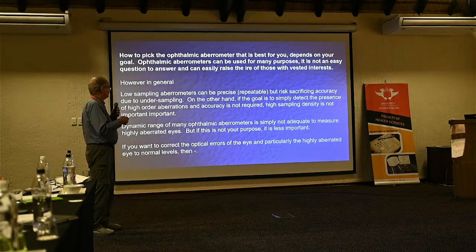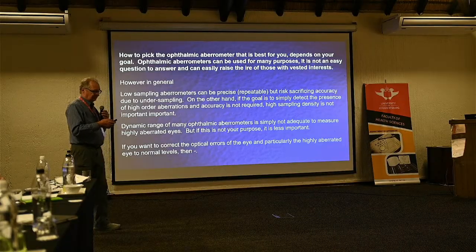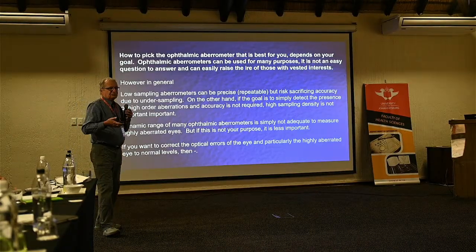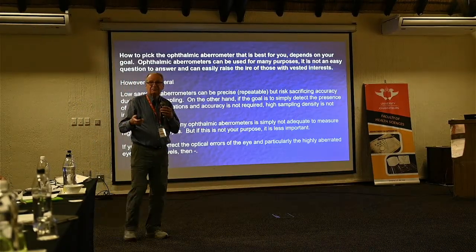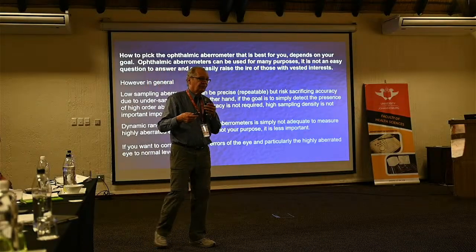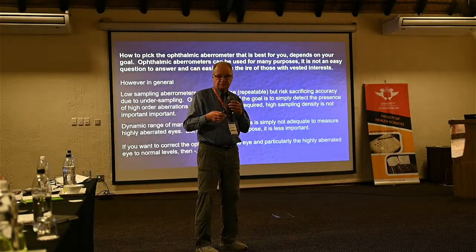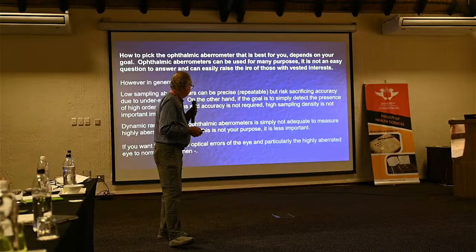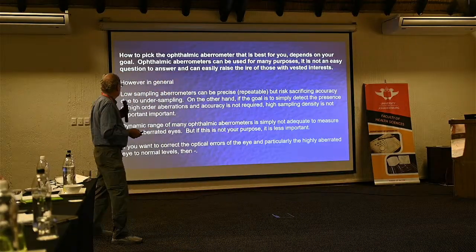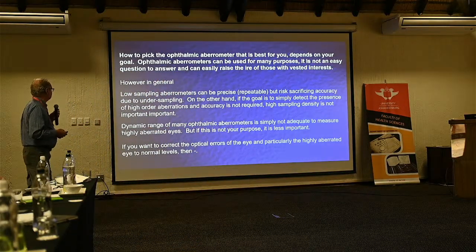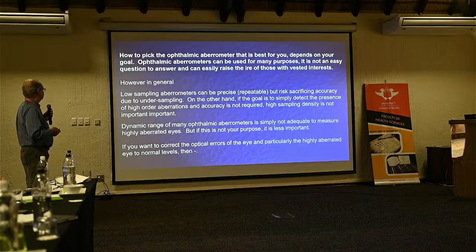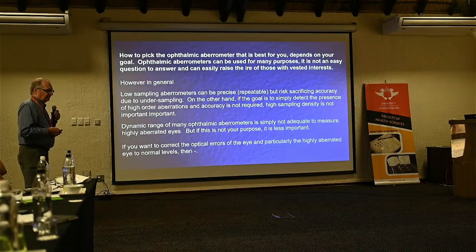If you just wanted to detect aberrations, then you just have to sample, like Larry said, maybe 20, 30 points, and you can get a 4th or 5th order estimate from the Zernikes.